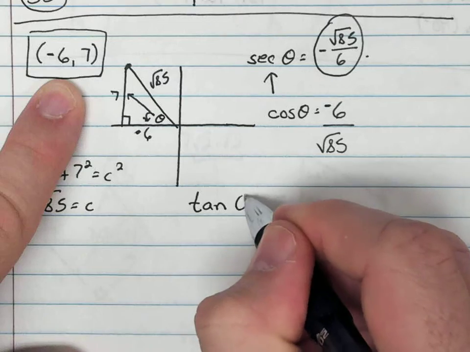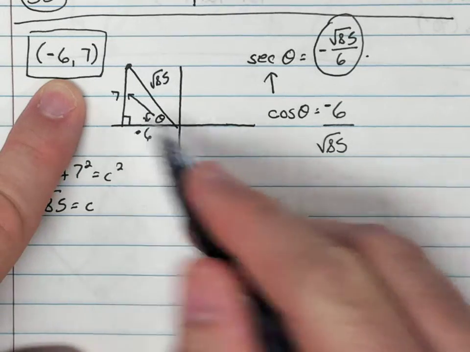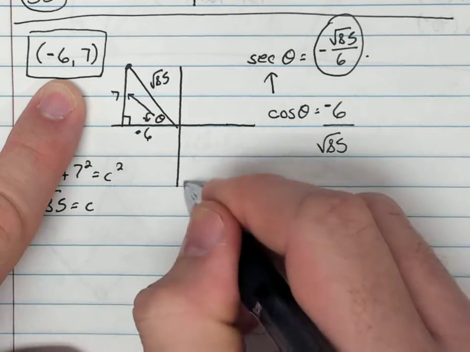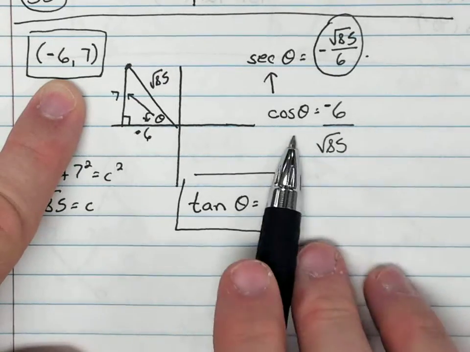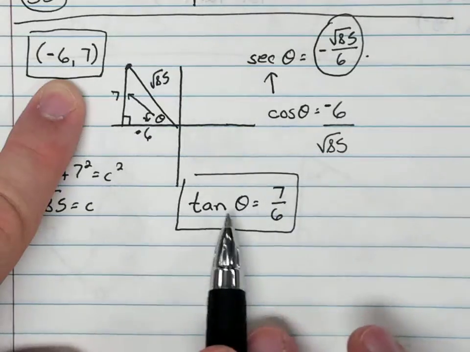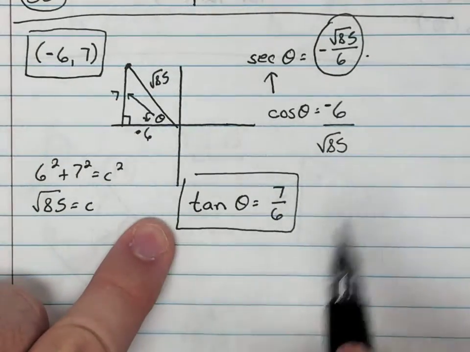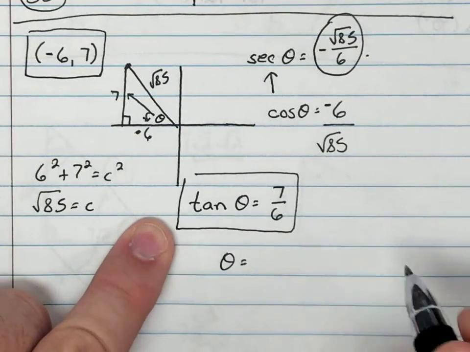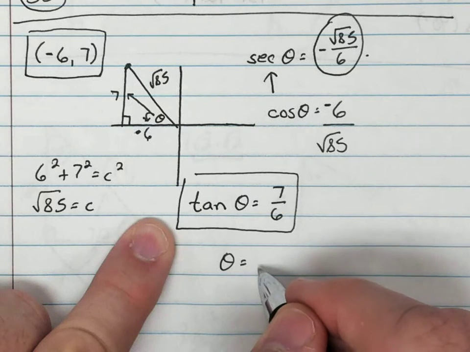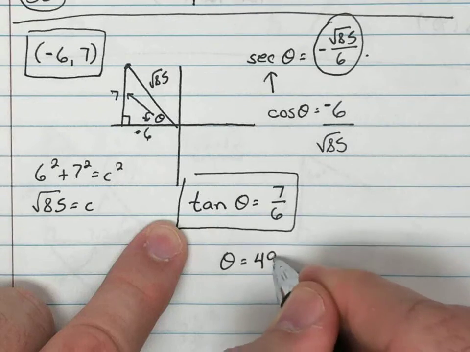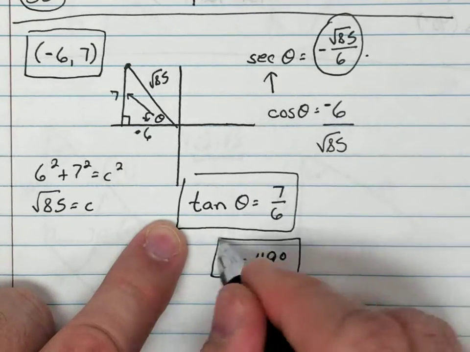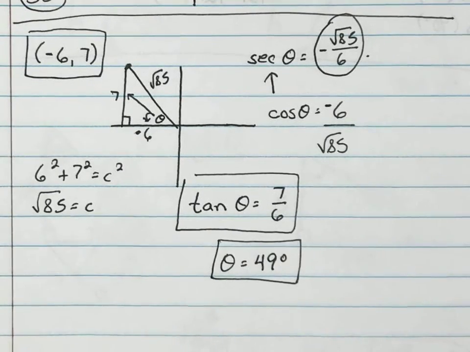The tan of my angle is equal to opposite over adjacent. Solve it for me, please. Now, I could have got the same answer from here, but I want to show you. Inverse tan, somebody tell me what theta is. 39? 49? So theta is about 49 degrees, but do you see why I'm cautioning you?